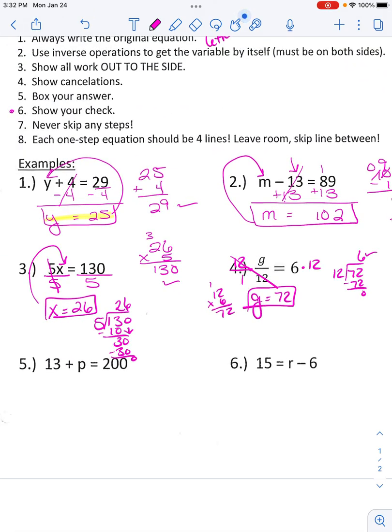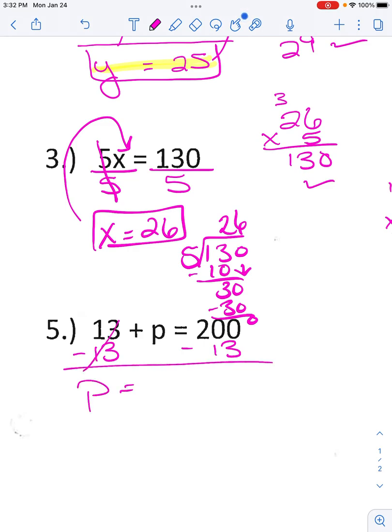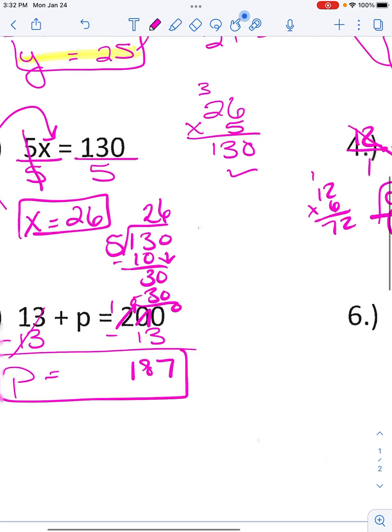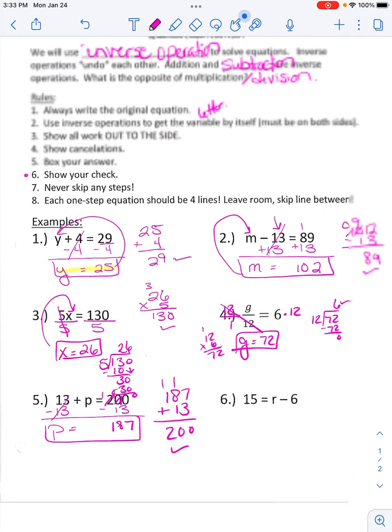Okay. The bottom 2, it says 13 plus p. Remember, that's the same thing as p plus 13. To get that letter, that p by itself, we're going to do the inverse. So instead of adding 13, we're going to subtract 13 from both sides to get p by itself. So I have 187, and then we're going to put 187 back in for p and make sure it makes sense. And that is 200. It checks out.